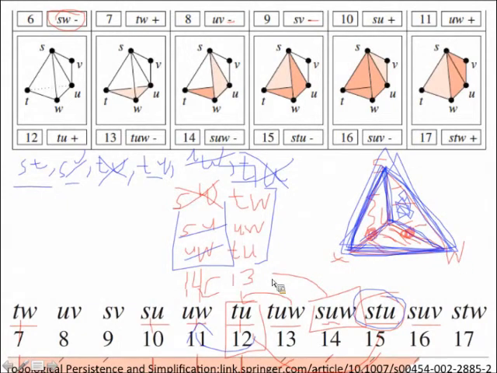So we now go backwards, but now we're looking only for the edges ST, TW, and SW. So we're going to use that cycle instead to cancel out. SU is not part of that, but TW is. And so we now have STU gets paired with 15.